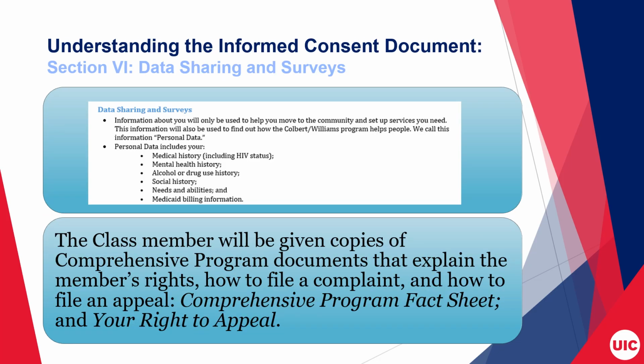The next section of the document discusses how the class member's information is shared and used, and the surveys that are conducted as part of the process. The class member agrees to share their medical records and other important documents related to their needs or services, and acknowledges that these will be reviewed by the comprehensive program staff. All rules and laws regarding confidentiality, including HIPAA, will be obeyed. The class member will be given copies of documents explaining their rights, the appeal process, and how to file a complaint. This is covered in the comprehensive program fact sheet and the rights and appeals document.